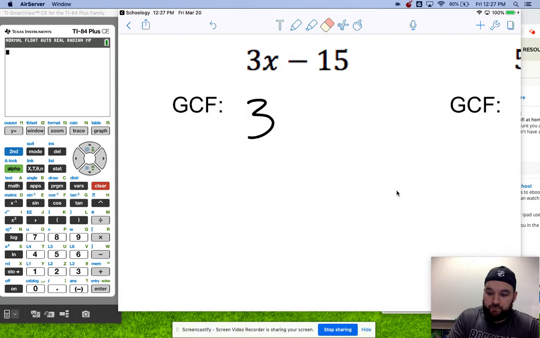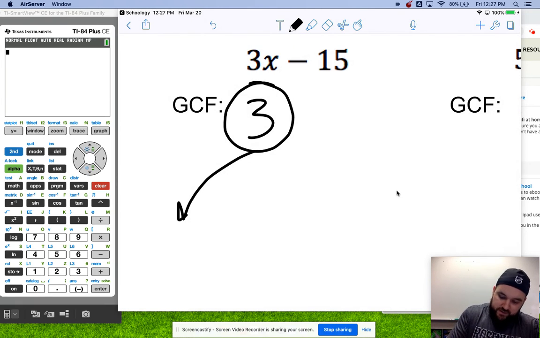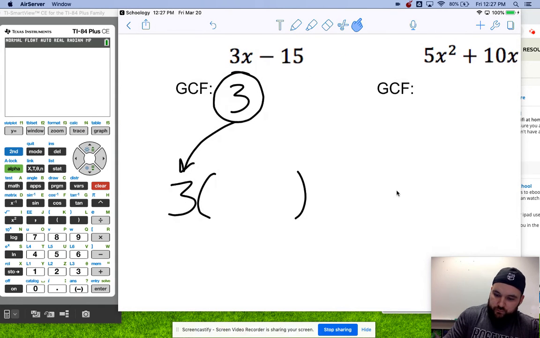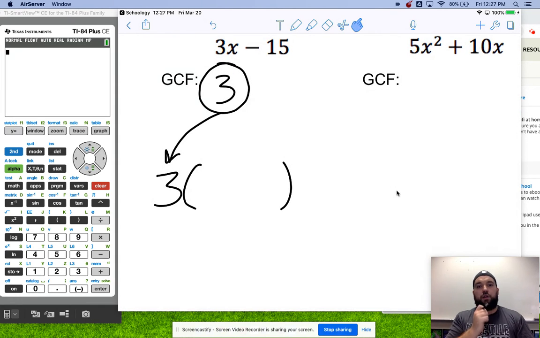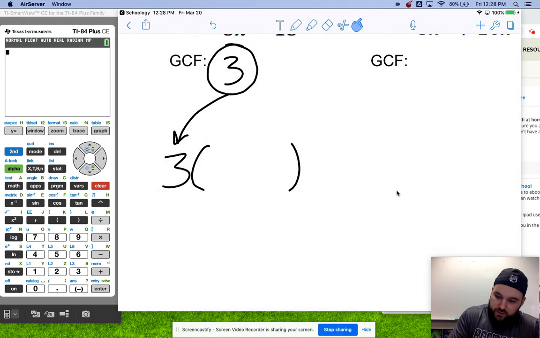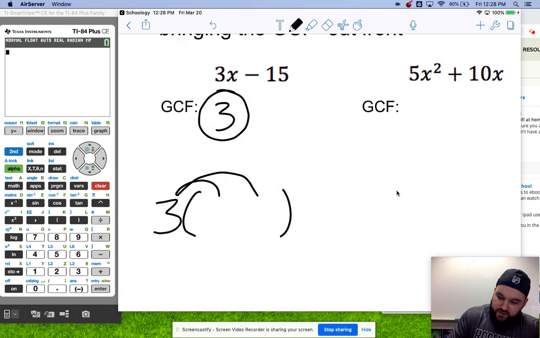That's it. So what I'm going to do now to actually factor this thing is take whatever the GCF is, and that becomes what's in front of my distribution problem. Okay, so 3 times what? If I were to distribute this 3, I want to figure out what would have to be in the parentheses so that this is what I get for an answer.